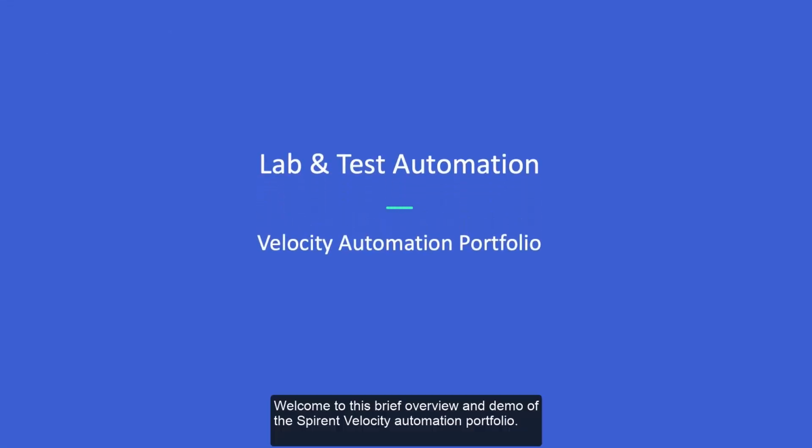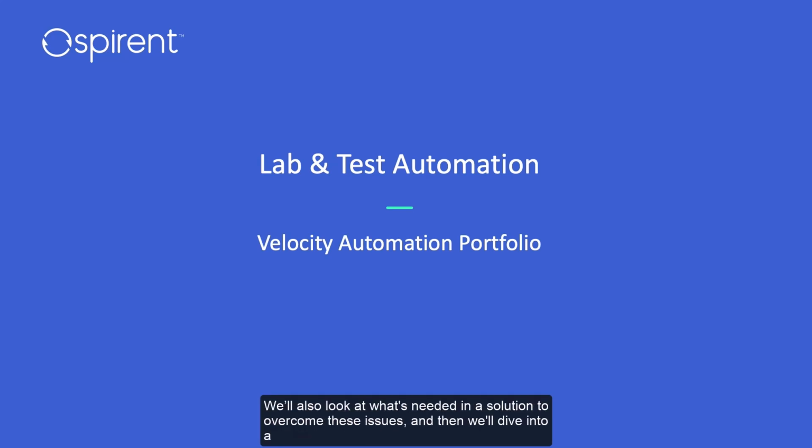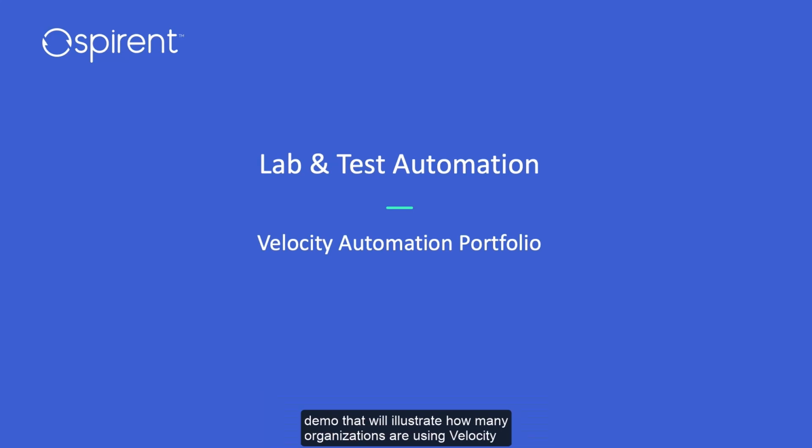Welcome to this brief overview and demo of the Spirent Velocity Automation portfolio. During this video, we'll look at the challenges organizations face moving their test lab resources to a fully automated environment. We'll also look at what's needed in a solution to overcome these issues, and then we'll dive into a demo that will illustrate how many organizations are using Velocity to achieve a completely automated lab and test environment.